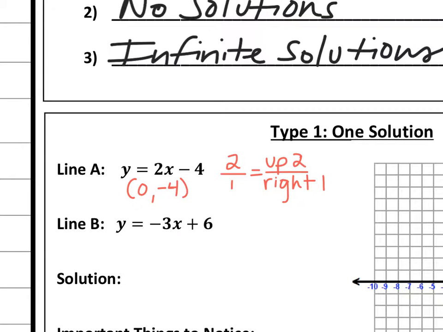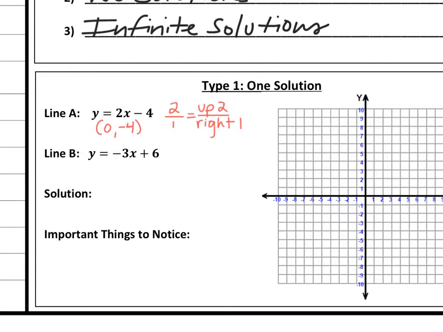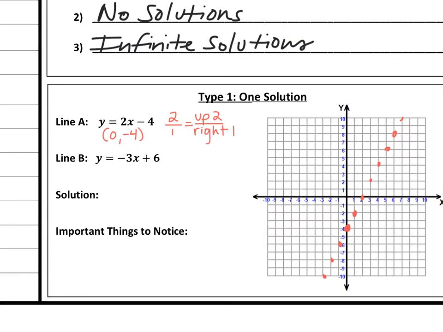So let's go ahead and graph that. I'm going to graph this one in red. So I'm going to plot my y-intercept at negative 4. Go down 4, and then go up 2, right 1, all the way as far as I can go. And reverse it. You should get a straight line because we're dealing with linear functions. Does that look right? Yeah. Okay.